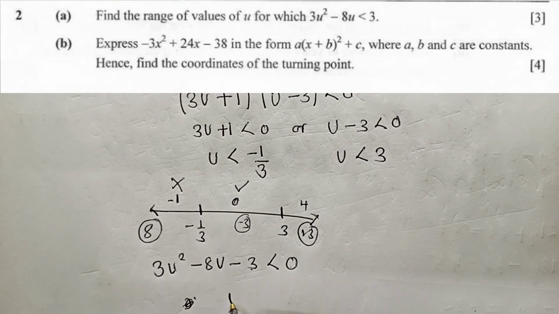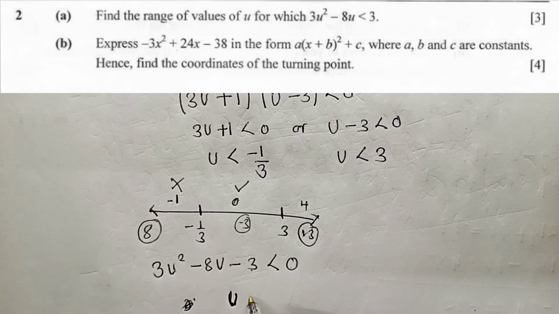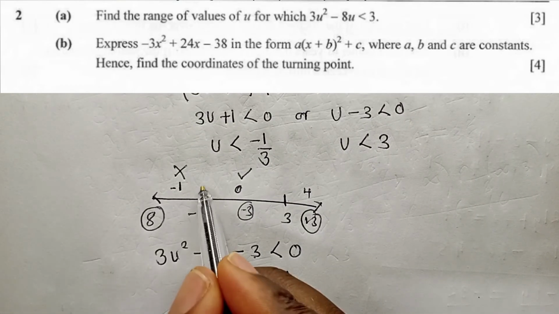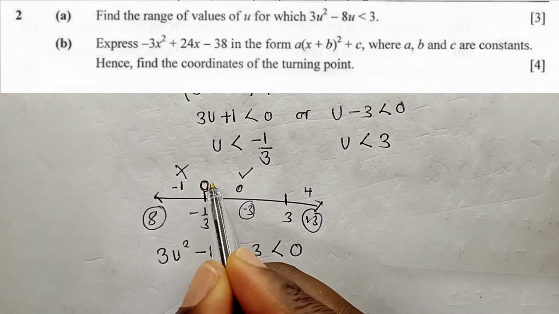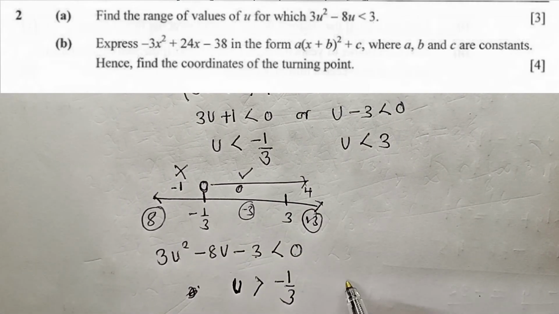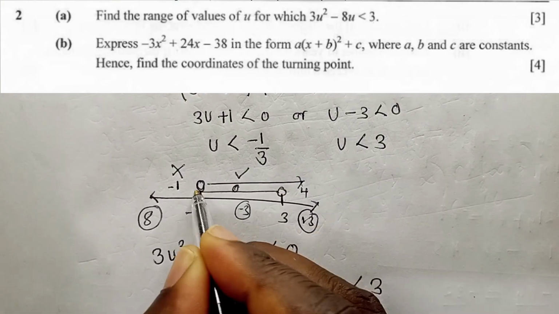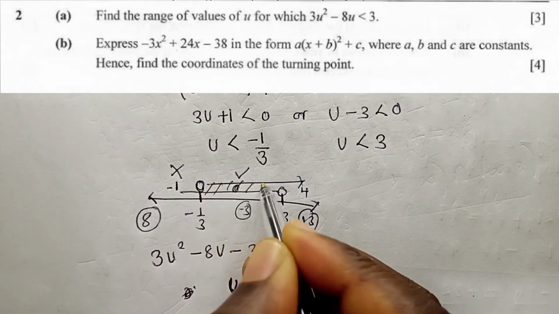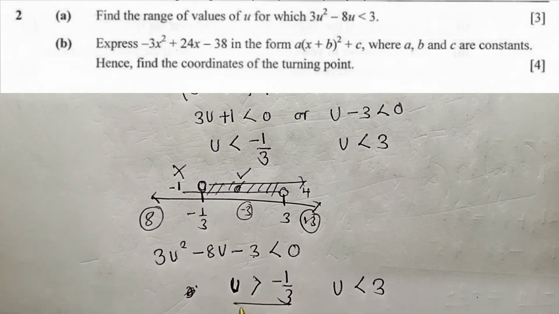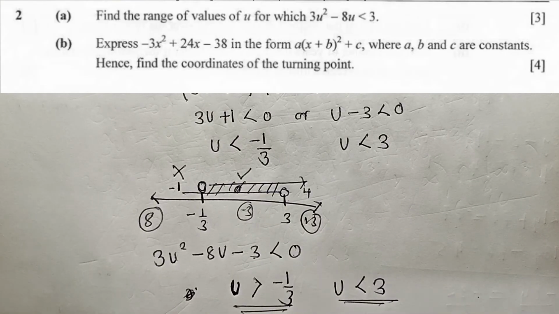We're dealing with u must be greater, okay? u must be greater than negative 1 over 3. This is u here, must be greater, going this way. And u must be less than 3. So from here, going this way, the solution is found right here. So these are the two solutions, okay?